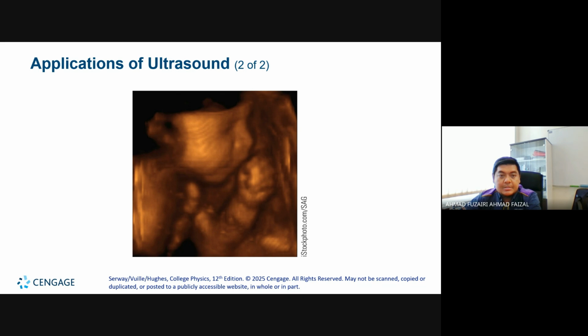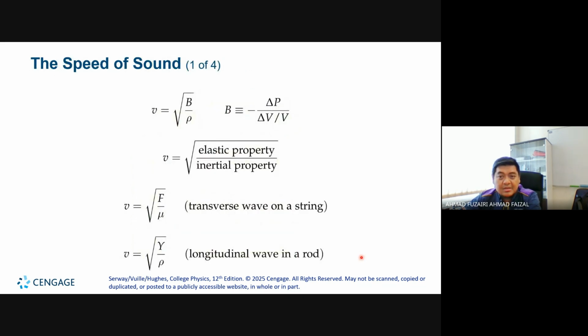Because of that, we need to see the significance of the speed of sound. As you can see, the speed of sound is not the same in every region or every medium. For example, we have a speed of sound in air at 343 meters per second.